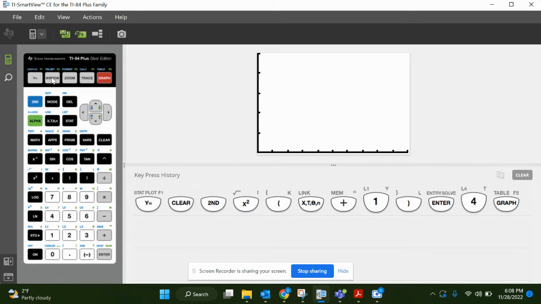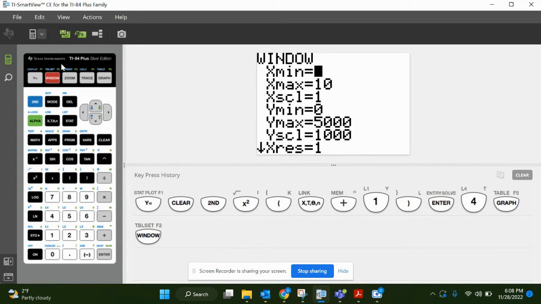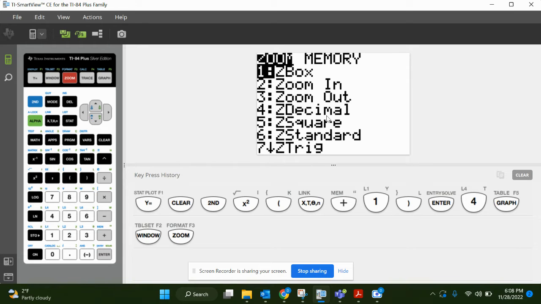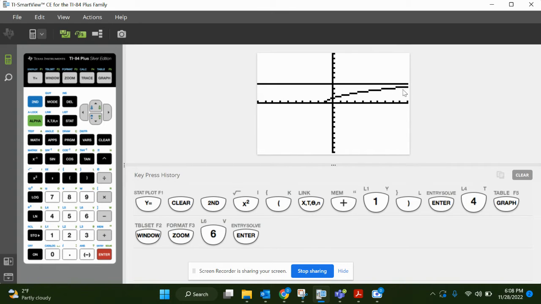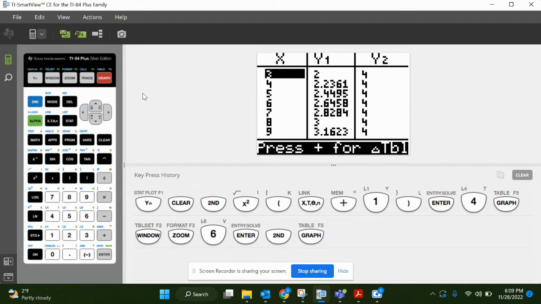okay, and we can't see anything. So first let's hit zoom, and I'm just going to hit Z standard. Okay, now I still can't see the intersection, so we need to figure out where this intersection is. One way you can do that is by looking at the table. So I'm going to hit second function graph, which is the table function. You can see that my y2 is 4. We've got to get this y closer to 4.